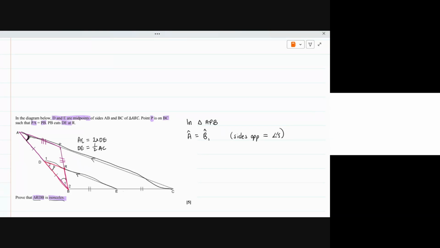Okay. So I can say, what can I say about AC and DE? What do we know about AC and DE? That they're what? Yes, good. AC is twice the size of DE. Good, Sanele. That one is going to help us.